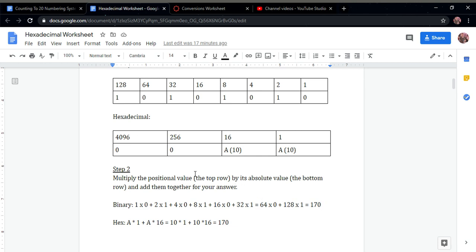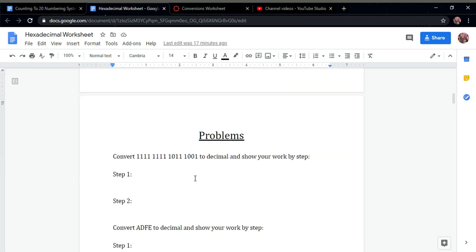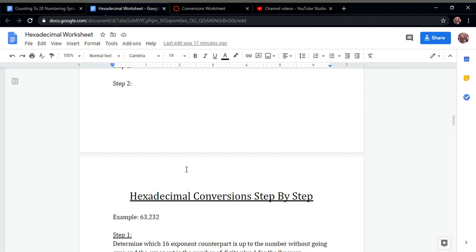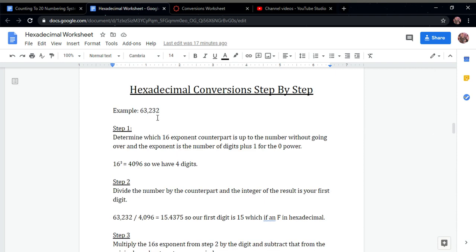So that's the easy part. You just make a nice chart. You put the exponents on the top starting with 1, and then you fill in the number on the bottom, and then you multiply and add, and there you go. So once again, come back to this and read it. There's problems there for you to work on. Should be pretty easy for you.